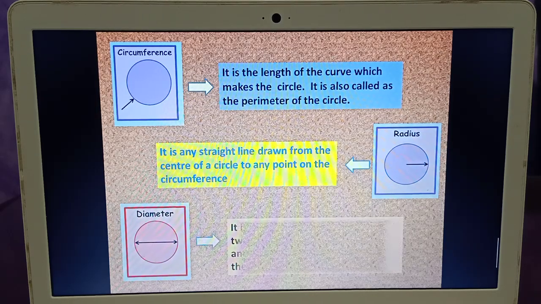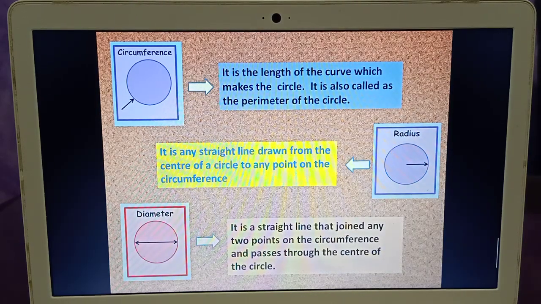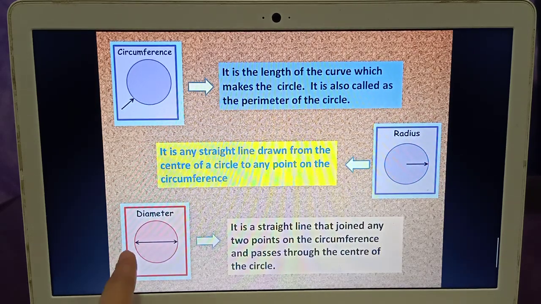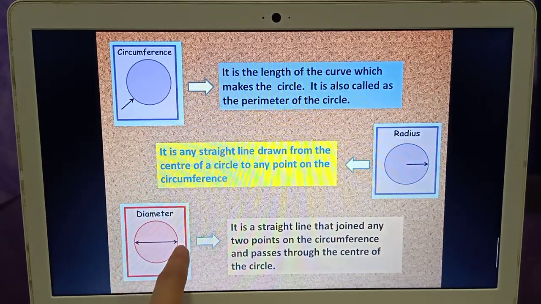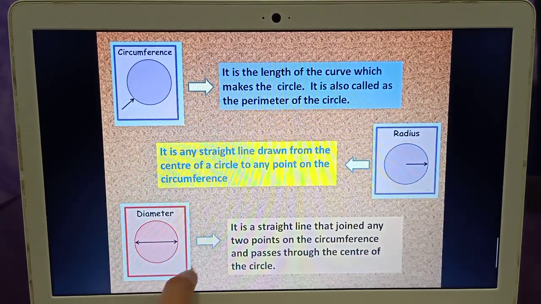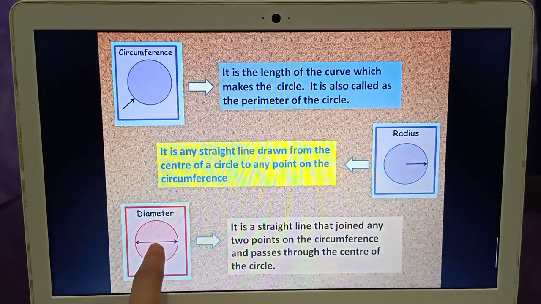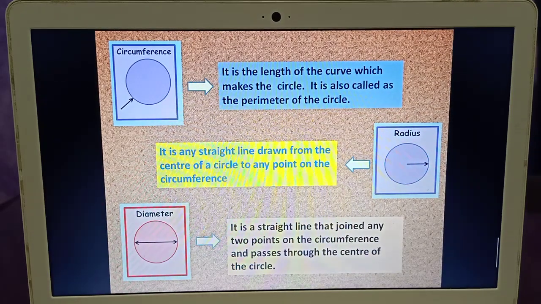Diameter. Diameter is a straight line that joins any 2 points on the circumference and passes through the center of the circle. It is a straight line that joins any 2 points on the circumference, and it must pass through the center of the circle.